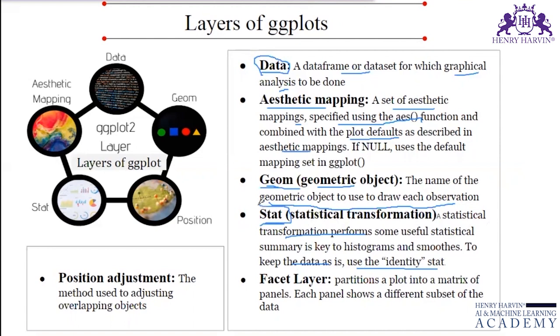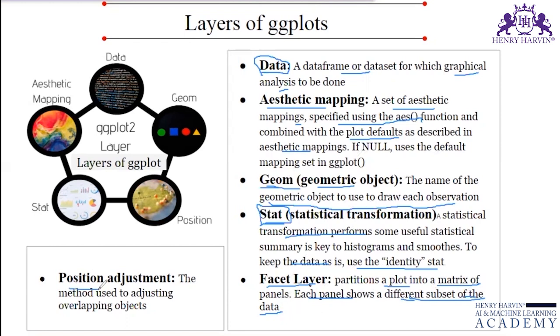We can give that function under stat layer. Next is the facet layer. So facet layer helps to partition a plot into a matrix of panels wherein each panel shows a different subset of the data. So as per a categorical or a factorial variable of your data set, you can divide the graph into multiple subsets and create different plots based upon the subsets.